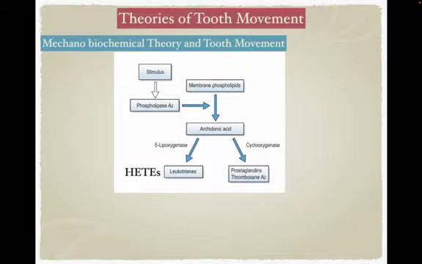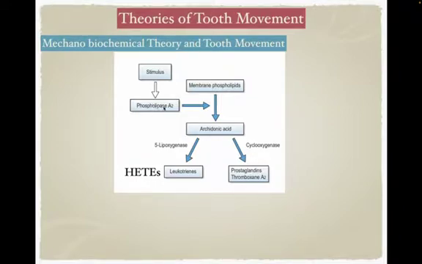Now this is the last theory, which I'm not going to say is the most acceptable one, let's say the strongest one out of them, and the most recent one: the mechano-biochemical theory of tooth movement. So what is this theory? When you apply force, we're going to cause distortion of the cell membrane. And here, we are talking about the extracellular matrix of the bone.